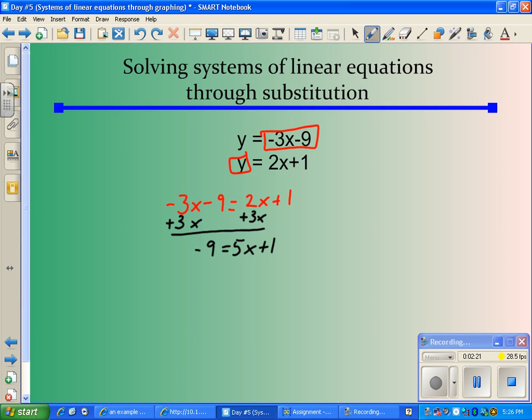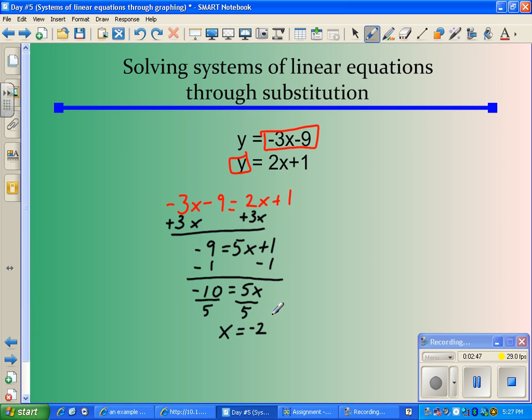Everything else comes down. I want to get rid of that positive 1 because now that we have the x's on one side, we want to get the constants to the other. Okay, so negative 10 equals 5x. To go backwards, we have to divide by 5 since we are multiplying by 5 to go forward. So negative 10 divided by 5 gives you a negative 2.